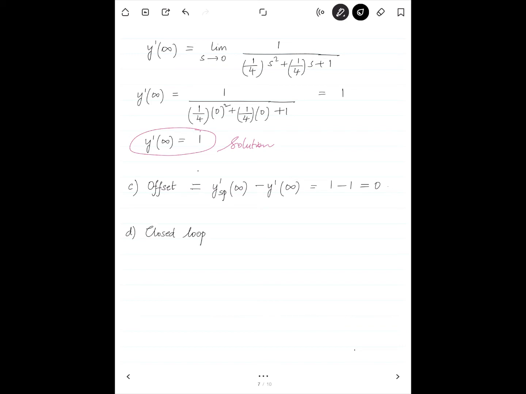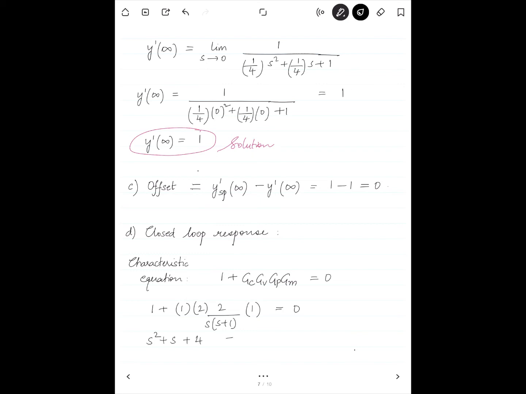And finally, in part D, they ask us for the closed loop response and whether or not it is oscillatory. In order to find the nature of the closed loop response, we work with the characteristic equation of the system. And the characteristic equation for a closed loop system is 1 plus GC GV GP GM, basically the transfer functions in the feedback loop, equals 0. And so we have 1 plus 1 times 2 times 2 over s into (s plus 1) times 1 equals 0. And you would have s squared plus s plus 4 equals 0.